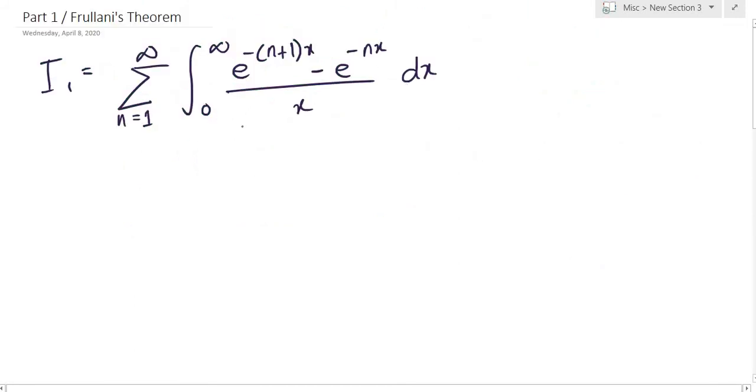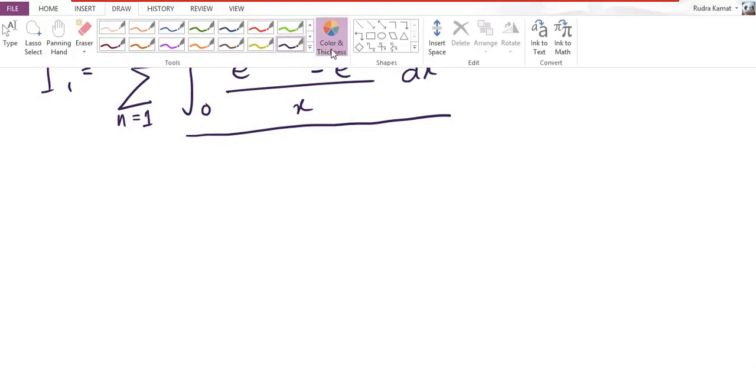So this is basically what we define to be I1, right? So first we need to only focus on this integral over here. Now looking at it, it seems that all our elementary integration techniques are going to fail. So I'm going to use what's called Frullani's theorem. Let me just use another color.